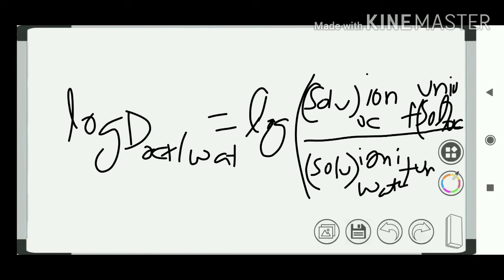Similarly, unionized solute. Sorry for the inconvenience, I have to write very clearly, I don't have much space here, I will try now. Okay, so this is the overall equation for the log D, the distribution coefficient of log D.